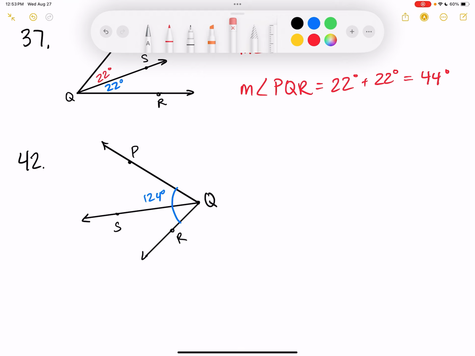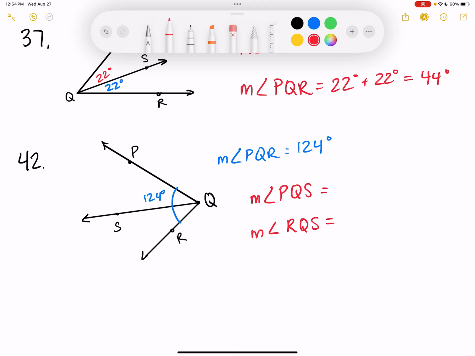So that means that we know a given thing is that the measure of angle PQR is 124 degrees. I need to find the measure of angle PQS and the measure of angle RQS. Now, what do I know about those two angles? They're congruent. How do you think I need to find them? Divide 124 by 2. Yep, divide 124 by 2. And what would that be? 62. Yep, 62 degrees. So 62 degrees would be both of those.